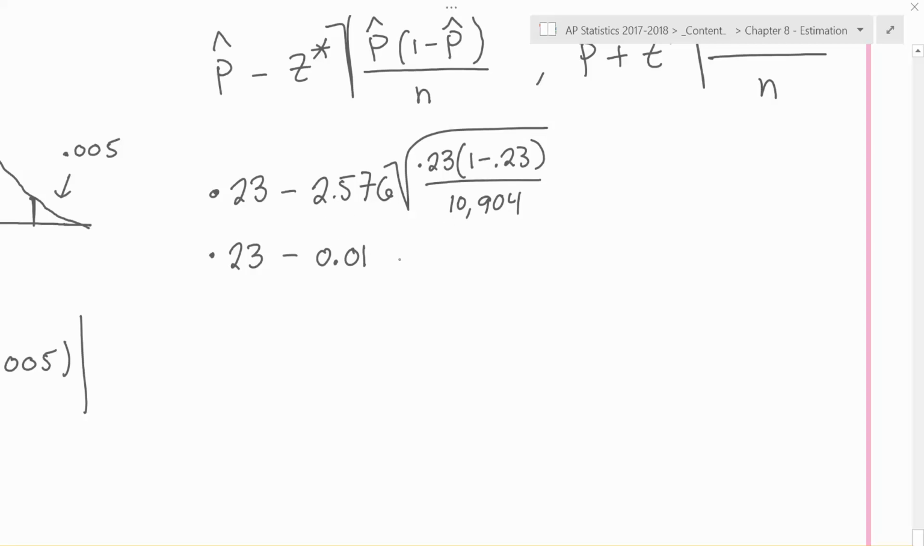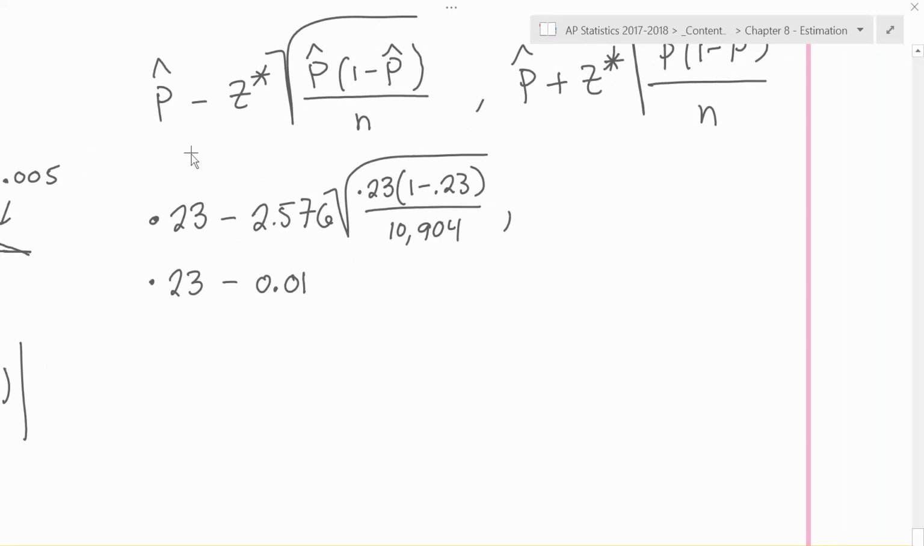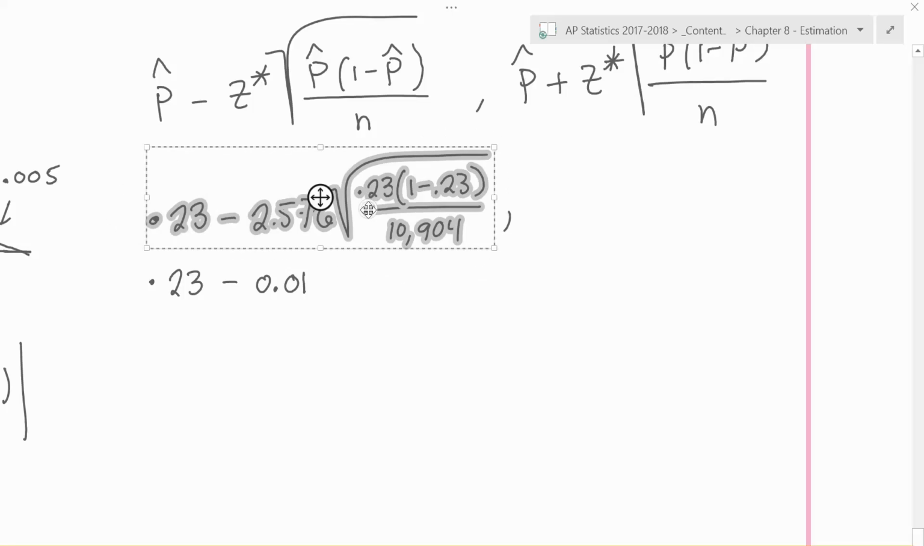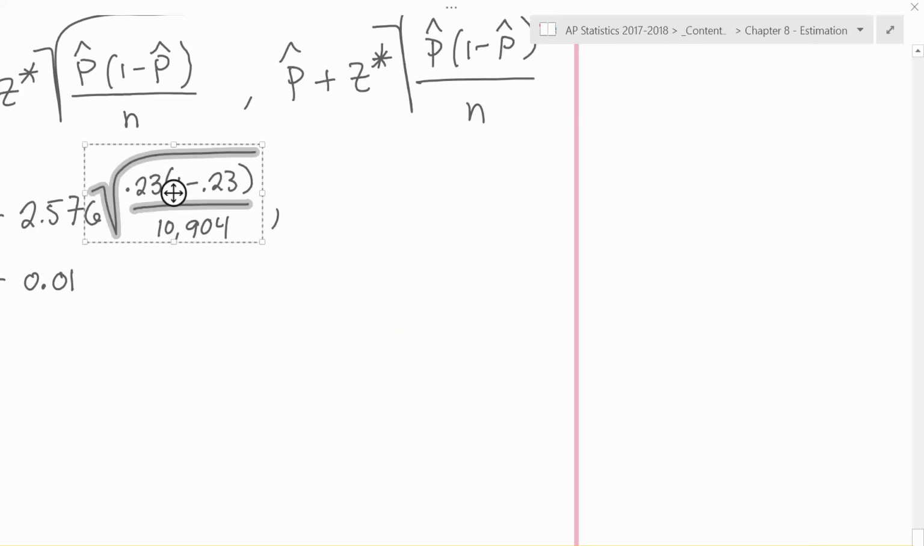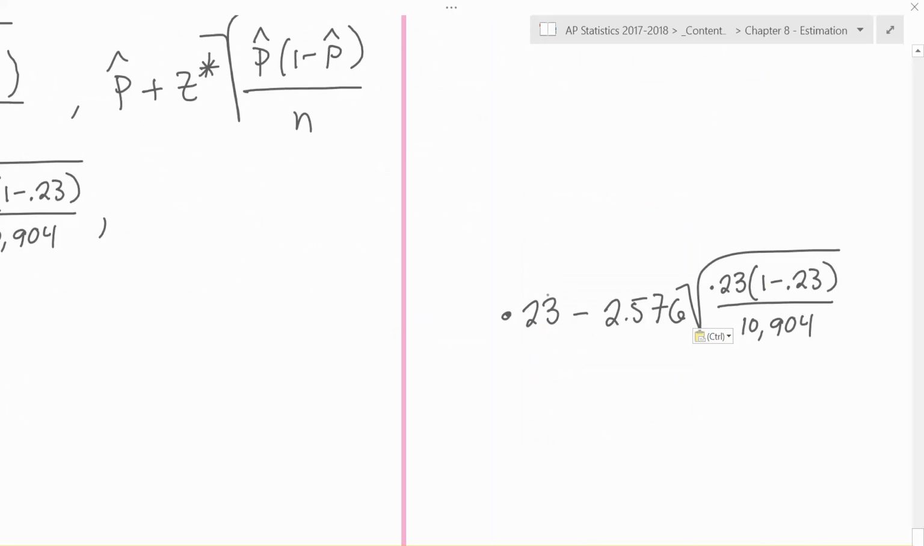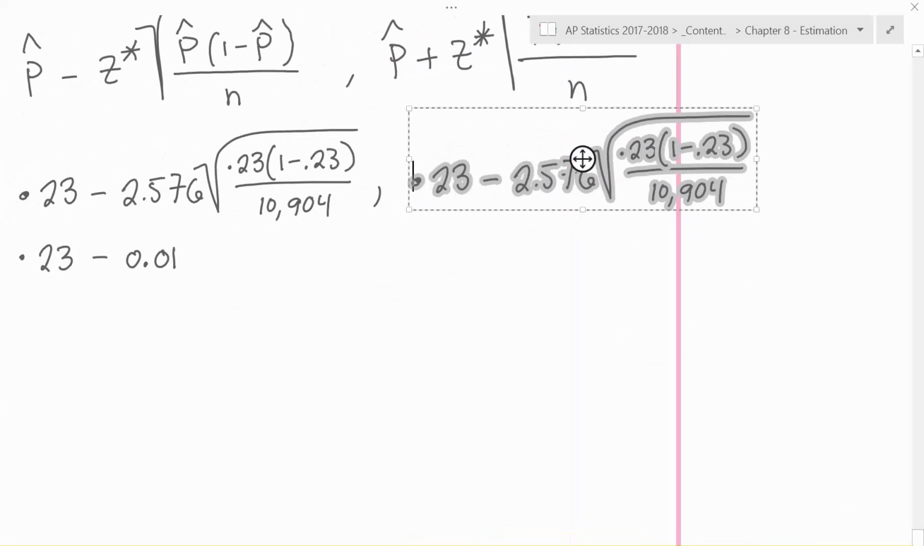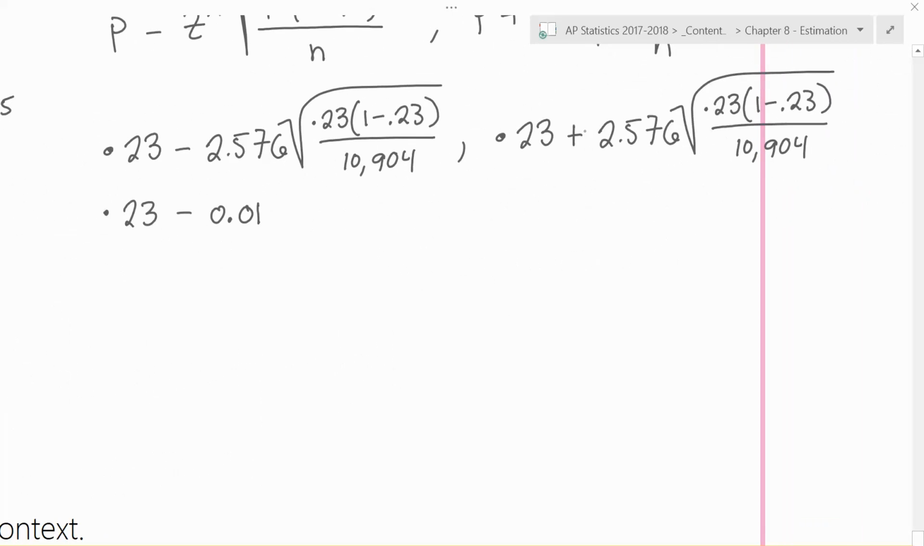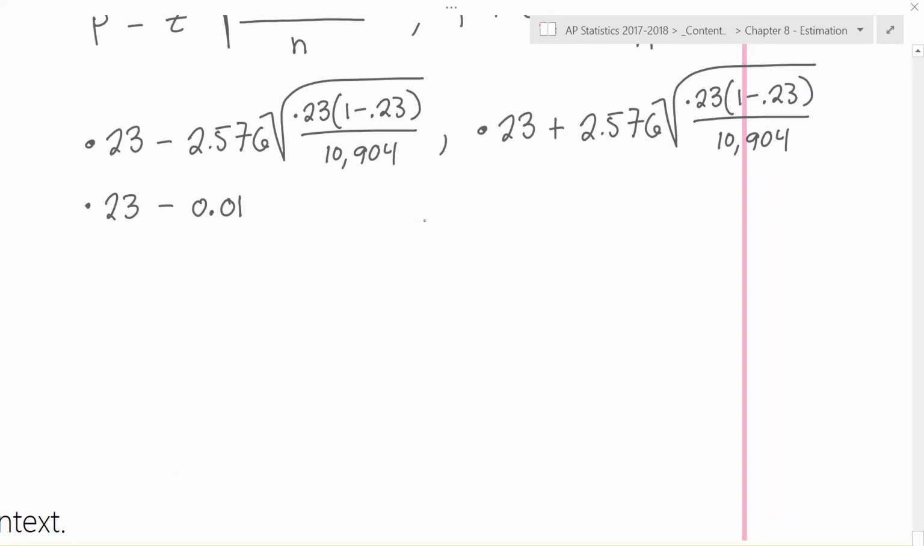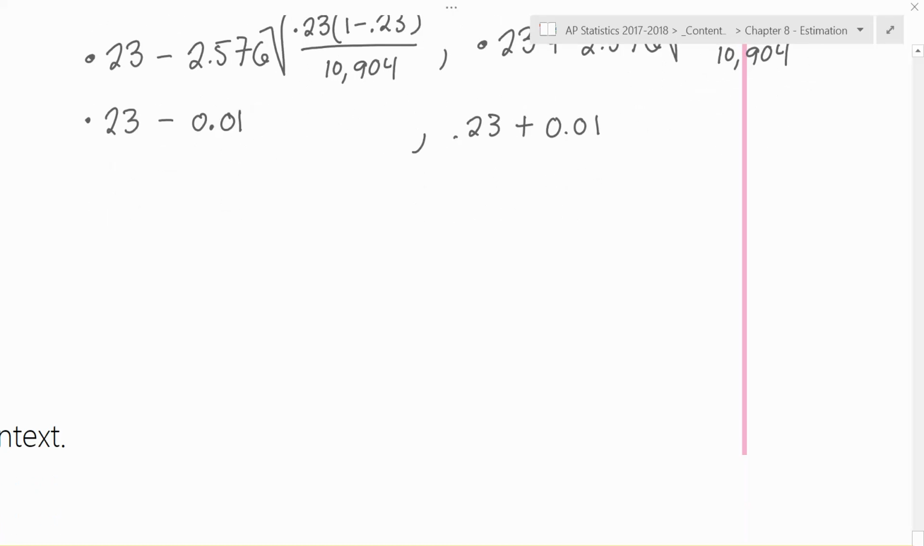that worked out to be just about 0.01 if I round. And then on the other side, everything looks the same except I'm going to be adding that margin of error. So here's a little cheating way. Okay. So then over here I'll have 0.23 for my upper boundary, 0.23 plus 0.01. So my interval just works out to be 0.22 up to 0.24.